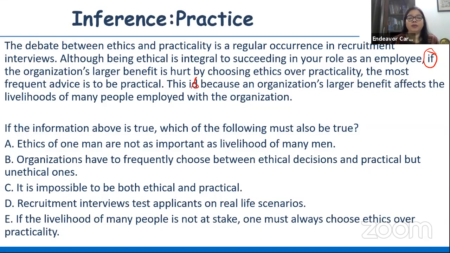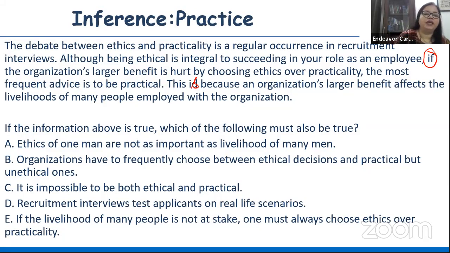It is impossible to be both ethical and practical. You will have easily eliminated this, because impossible is a strong word, right? It's an extreme word. I cannot take that. That's not what is said. It said that you generally end up choosing practicality if there is any such clash. Organizations have to frequently choose between ethical decisions and practical but unethical ones.